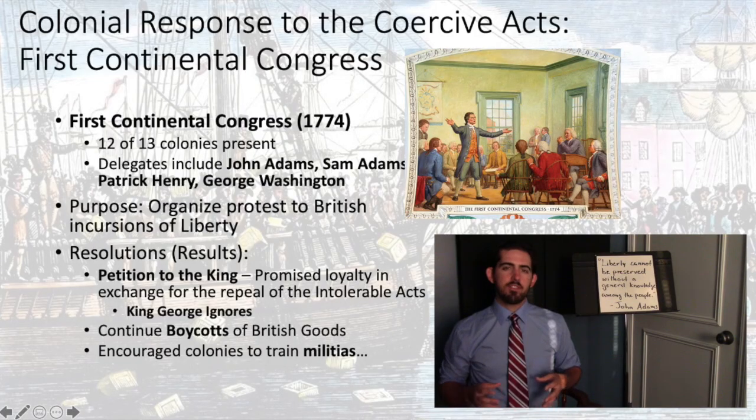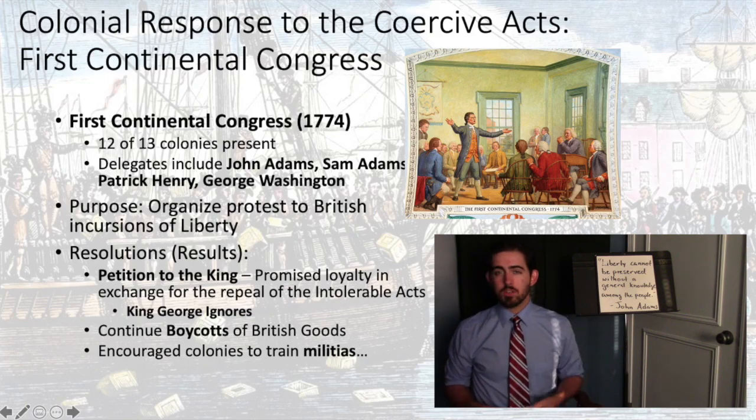In September of 1774, 12 of the 13 colonies sent delegates to the First Continental Congress in Philadelphia. The purpose of this Congress was to discuss and organize a response to the British incursions of liberty. The delegates, which included John and Samuel Adams from Massachusetts, as well as Patrick Henry and George Washington from Virginia, ultimately drafted a petition that they sent to King George. The document promised loyalty in exchange for the repeal of the Intolerable Acts. But the king ignored the petition, and the laws remained in force.